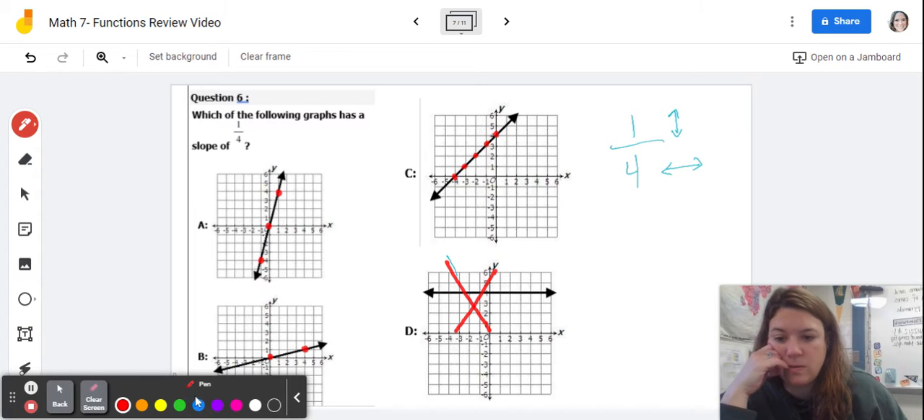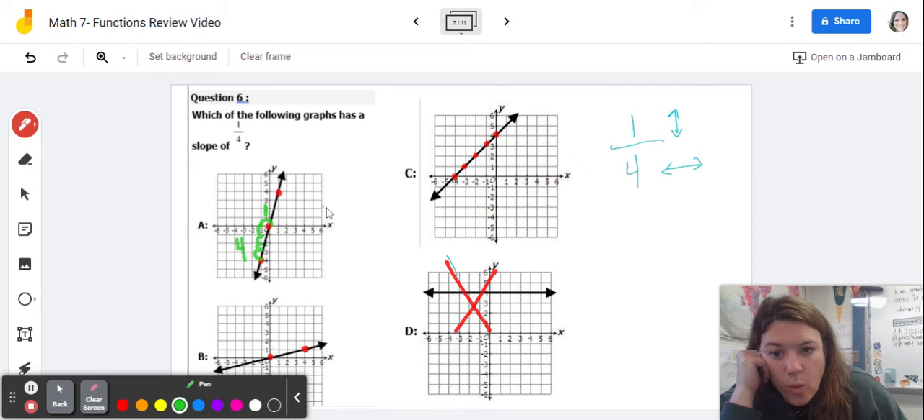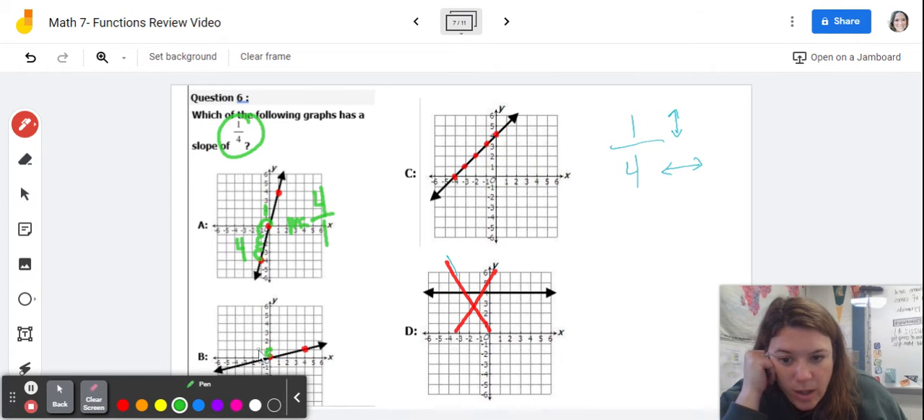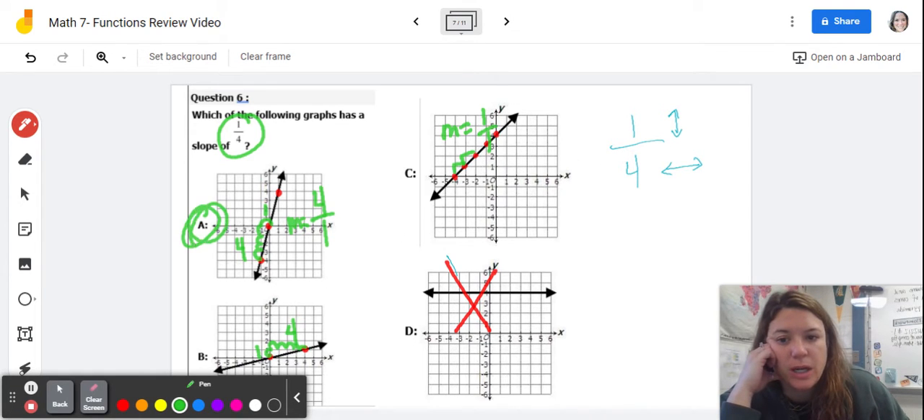So if I'm going to count between one point to another, I'm going to go 1, 2, 3, 4, and write 1. So this is 4 on the top, 1 on the bottom. This slope is 4, up 4, right 1, but I want the 1/4. So up 1, right 4, it's right here. This one is up 1, right 1, up 1, right 1. So the slope for this is 1 over 1. So we're looking at A.